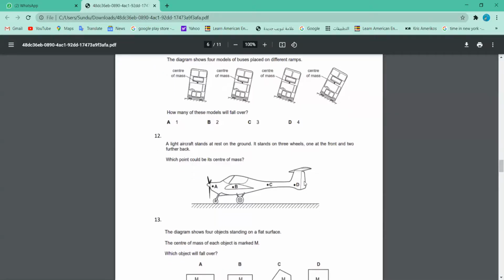Okay. Let's move on to the next question. I'm trying my best to finish this worksheet. I know I'm out of time.